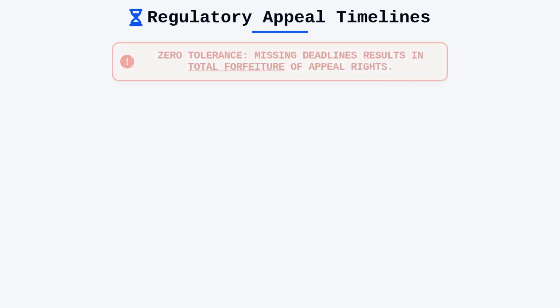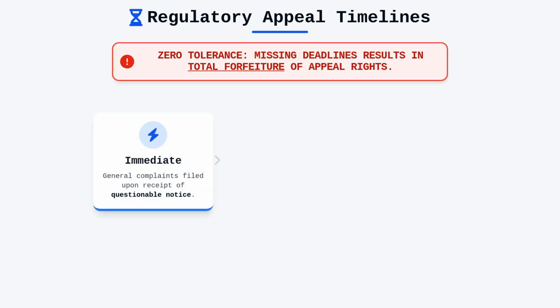Navigating the exact timelines for these appeals is an area where producers must exercise absolute precision, as missing a regulatory deadline will completely forfeit an insured's right to challenge the carrier's decision. While general complaint submissions should occur immediately upon receipt of a questionable notice, formal statutory appeals regarding specialized cancellations or specific administrative orders carry rigid constraints.